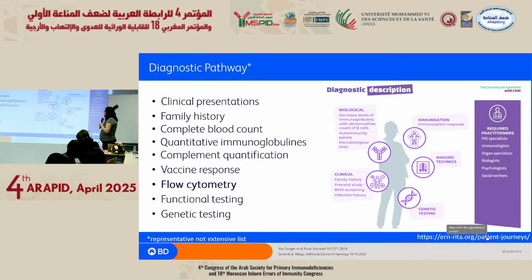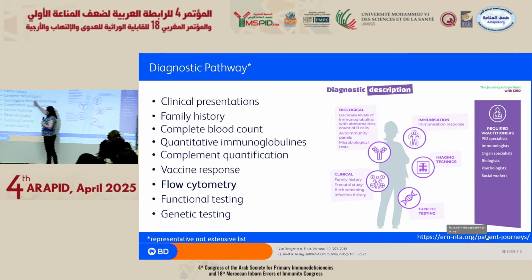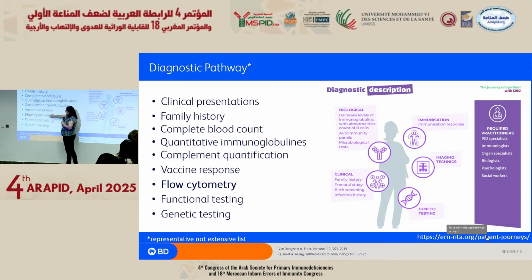Okay, so just a very simplified diagnostic pathway for a patient with PID. They have the first clinical presentations. When there's a suspicion of PID, they look at the family history, and they start doing a lot of biological testing, in which flow cytometry is in the line. It's not the first one, but it's in the line and before the genetic testing.